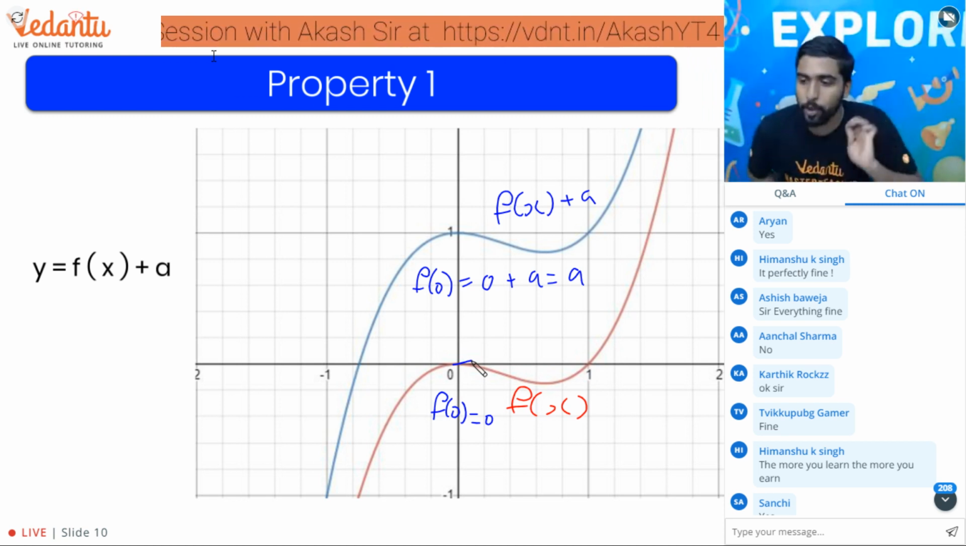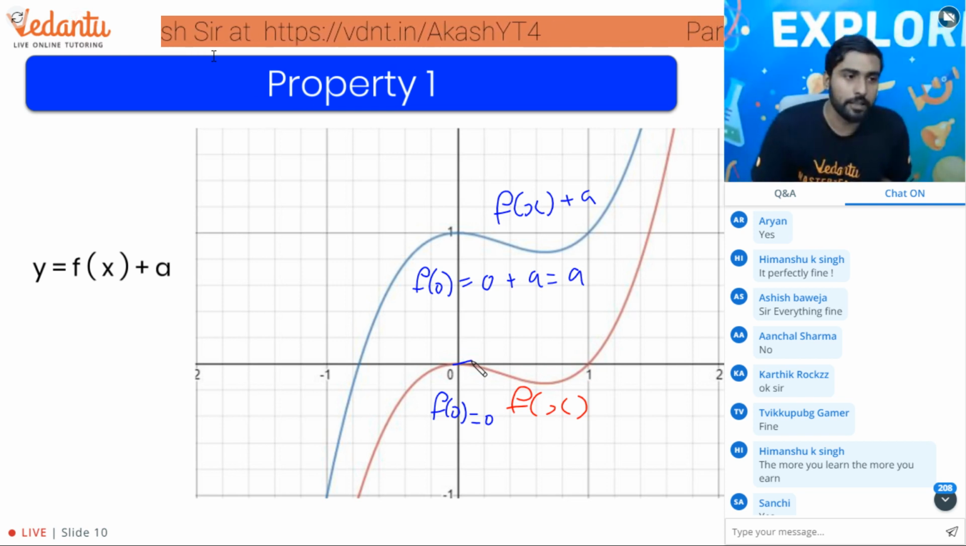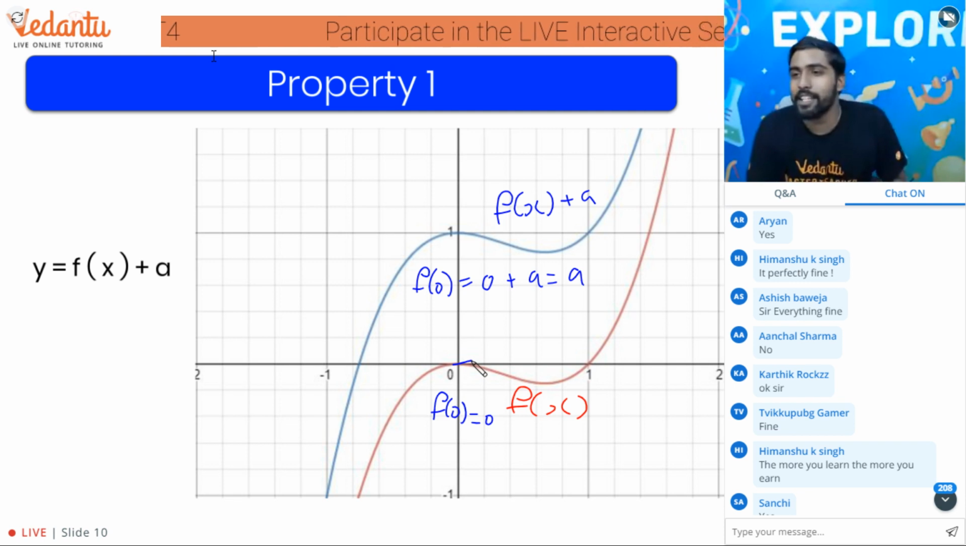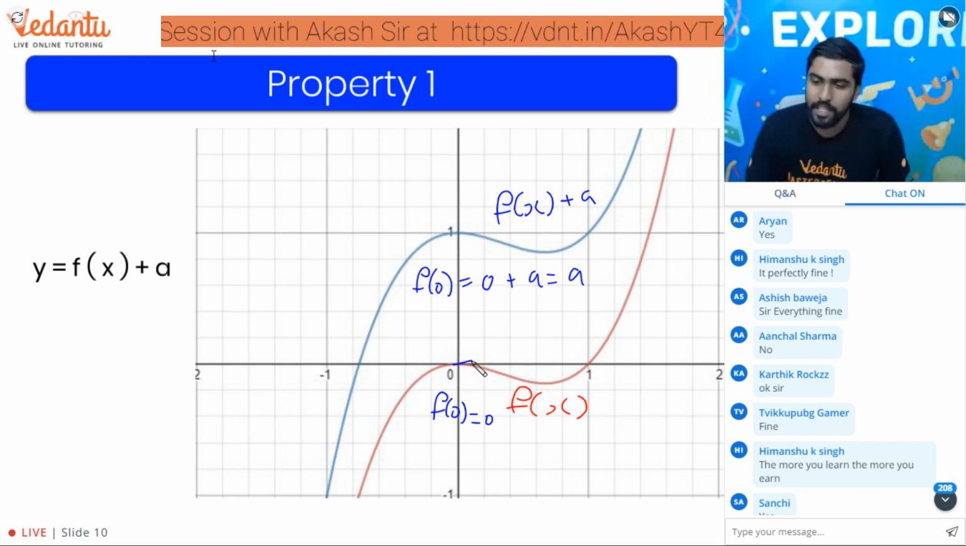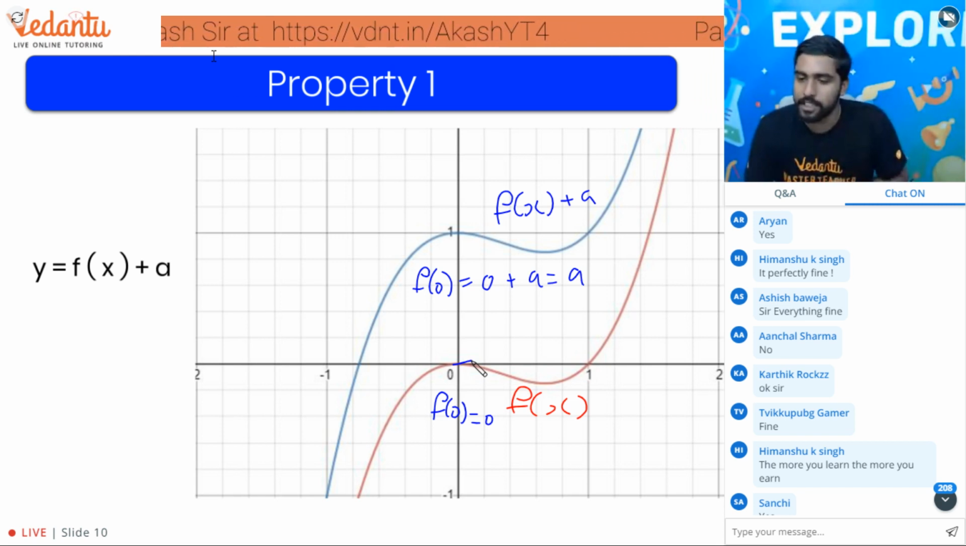Okay guys, I hope you have understood this. Awesome, let's move forward. This is a little bit tricky question. It tests how well you are able to visualize and approximate a point on the graph. I'm giving you 60 seconds. Try to solve this one.